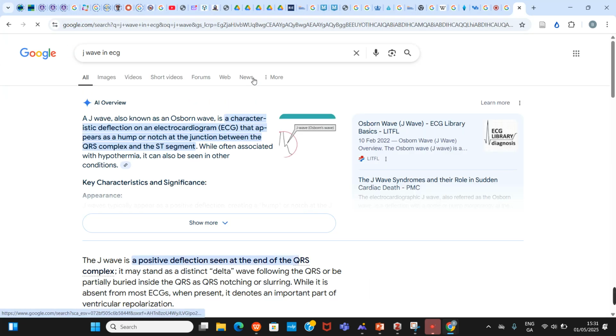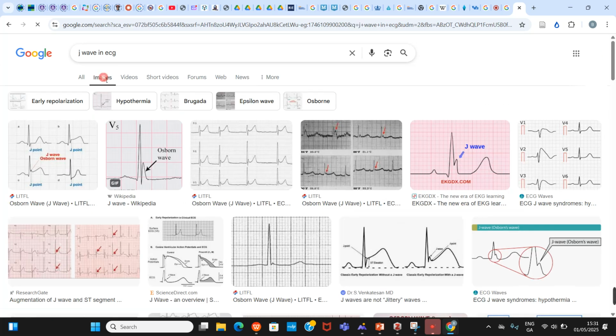I doubt they are going to be asking us J wave in our exam. There are a lot of important things to show, but this is just a wave.